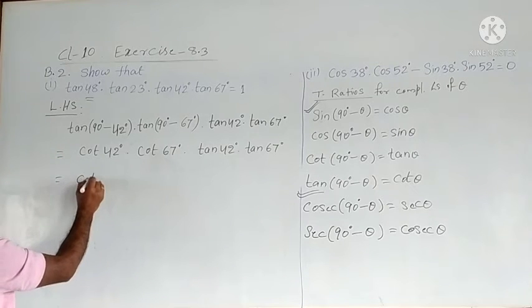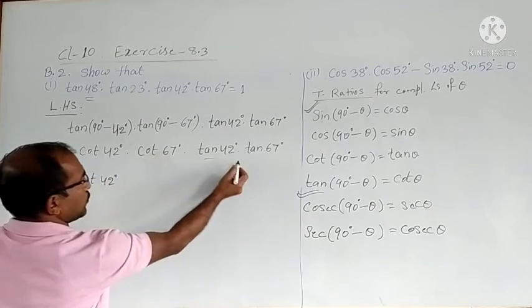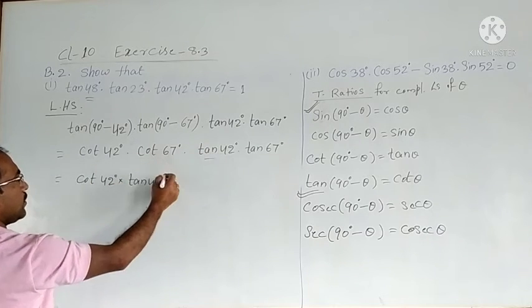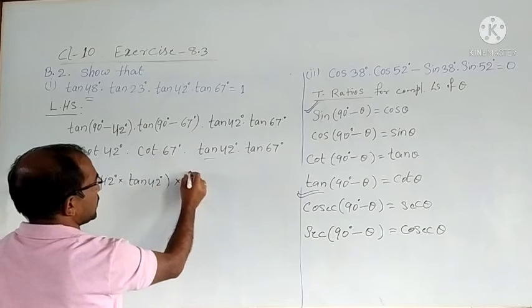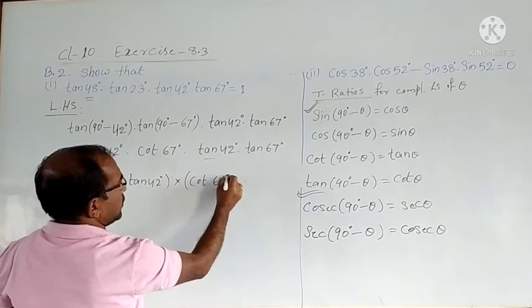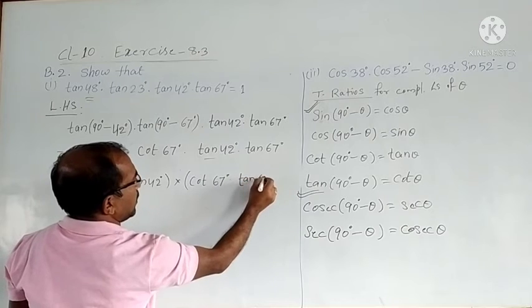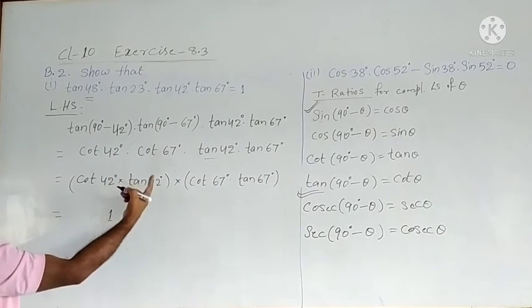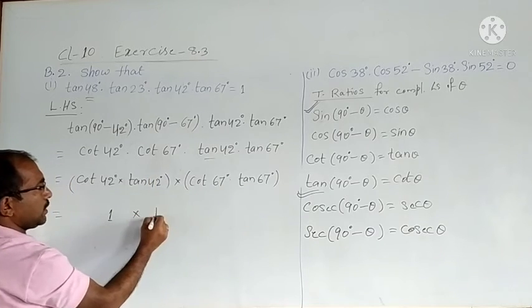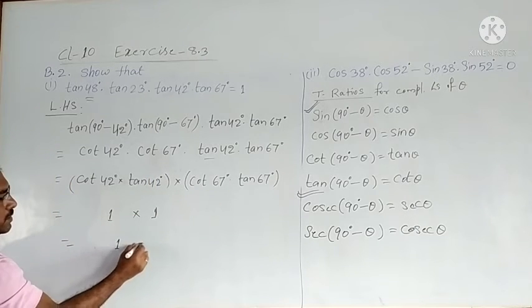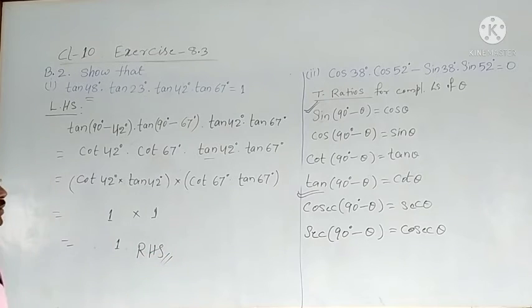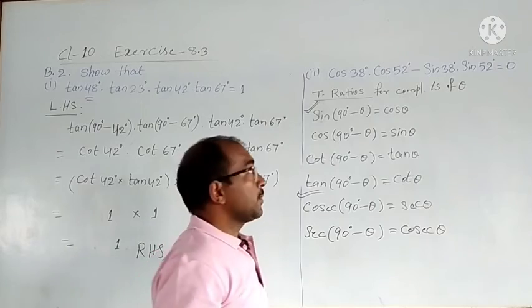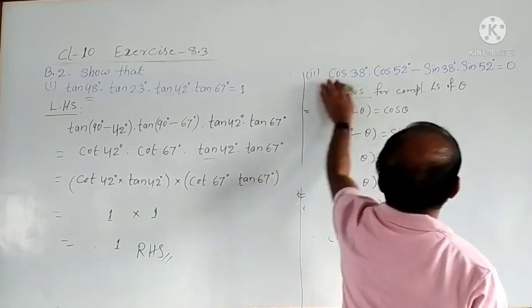So cot 42 and tan 42 we will take into tan 42. There is no sign between these terms, all are in multiplication. Again into cot 67 into tan 67. Tan theta into cot theta, we get 1. Reciprocal ratios, and the angles are also the same. Cot theta into tan theta is 1. Finally we get 1 into 1, that is RHS. So it is a simple thing, but we need to know these trigonometric identities for ratios of complementary angles of theta. Let's see question number 2 also.